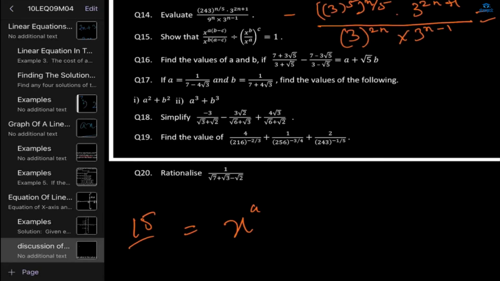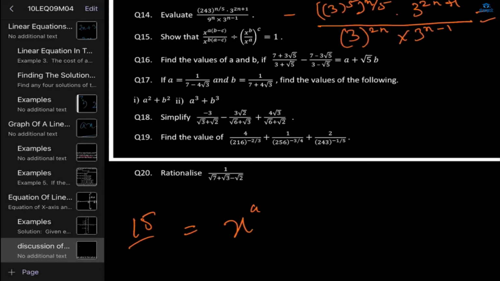Now, question number 17. You have to rationalize all. First you have to rationalize A, then rationalize B, and then put them in A square plus B square, and A cube plus B cube. Ma'am, I found the value of A square plus B square as 194, and A cube plus B cube as 2702 in question number 17. Ma'am, for A square, B square, it will be 216. For A square plus B square, you will get 194.